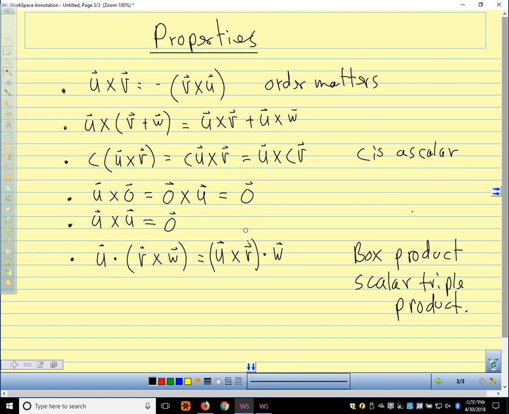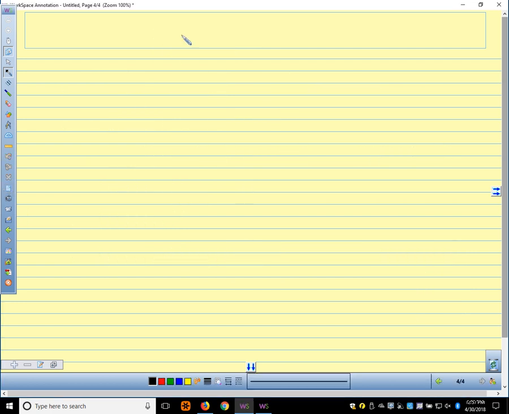All right, so those are some of the properties of how we do arithmetic with cross products. What's really more interesting about cross products and how they get applied more is the geometry of cross products. So let's talk about that. The geometry of the cross product.